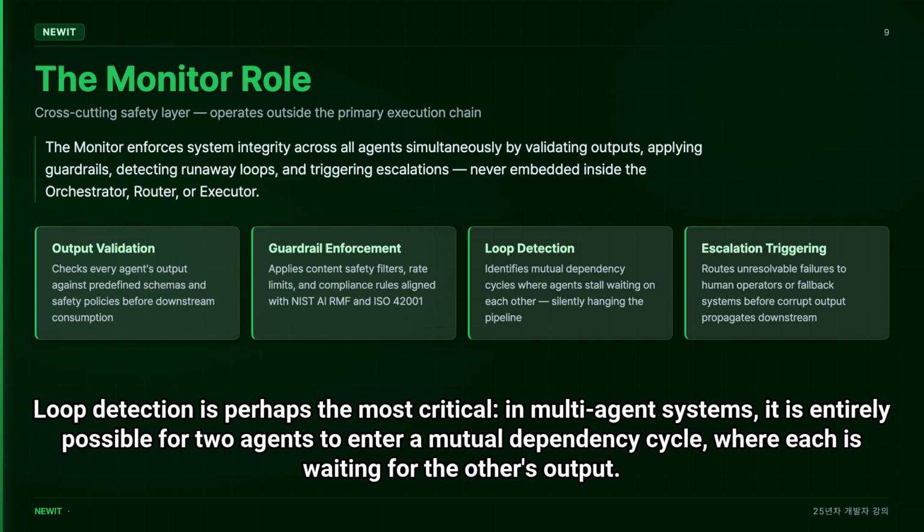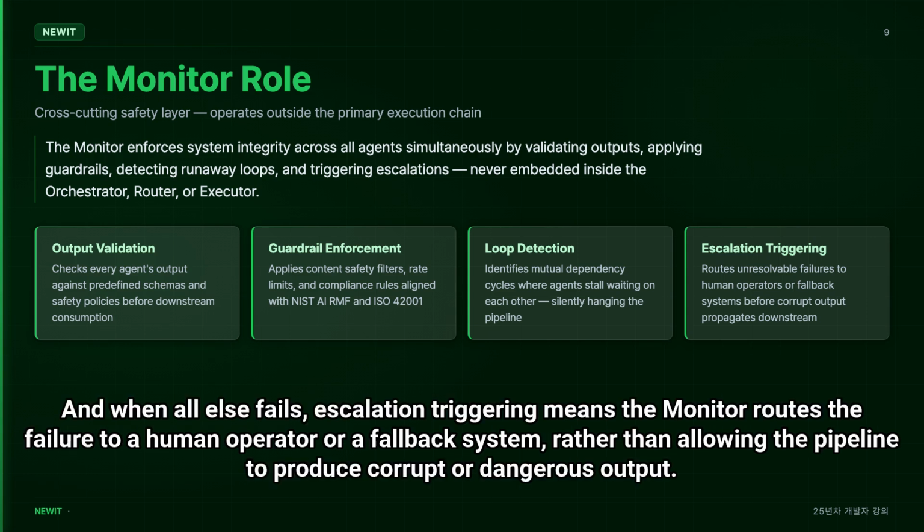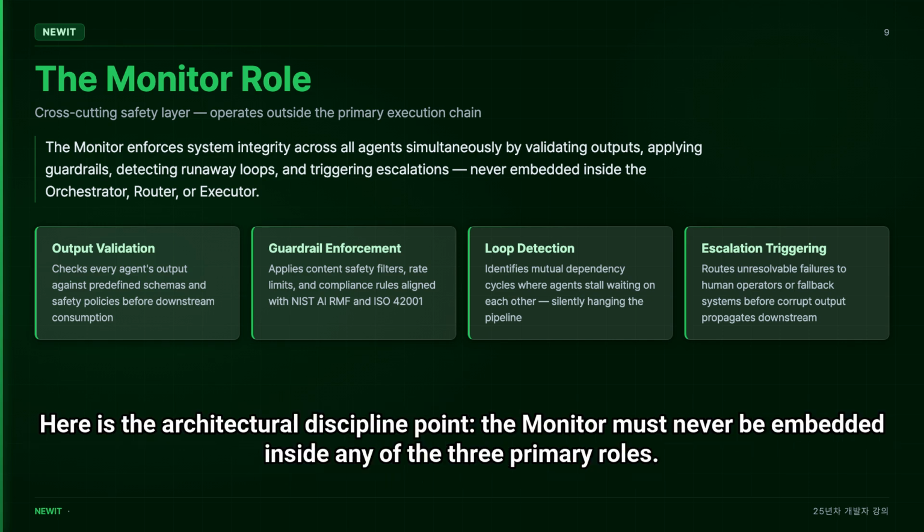Loop detection is perhaps the most critical. In multi-agent systems, it is entirely possible for two agents to enter a mutual dependency cycle where each is waiting for the other's output. Without an external monitor watching for this pattern, the pipeline silently hangs. And when all else fails, escalation triggering means the monitor routes the failure to a human operator or a fallback system, rather than allowing the pipeline to produce corrupt or dangerous output.